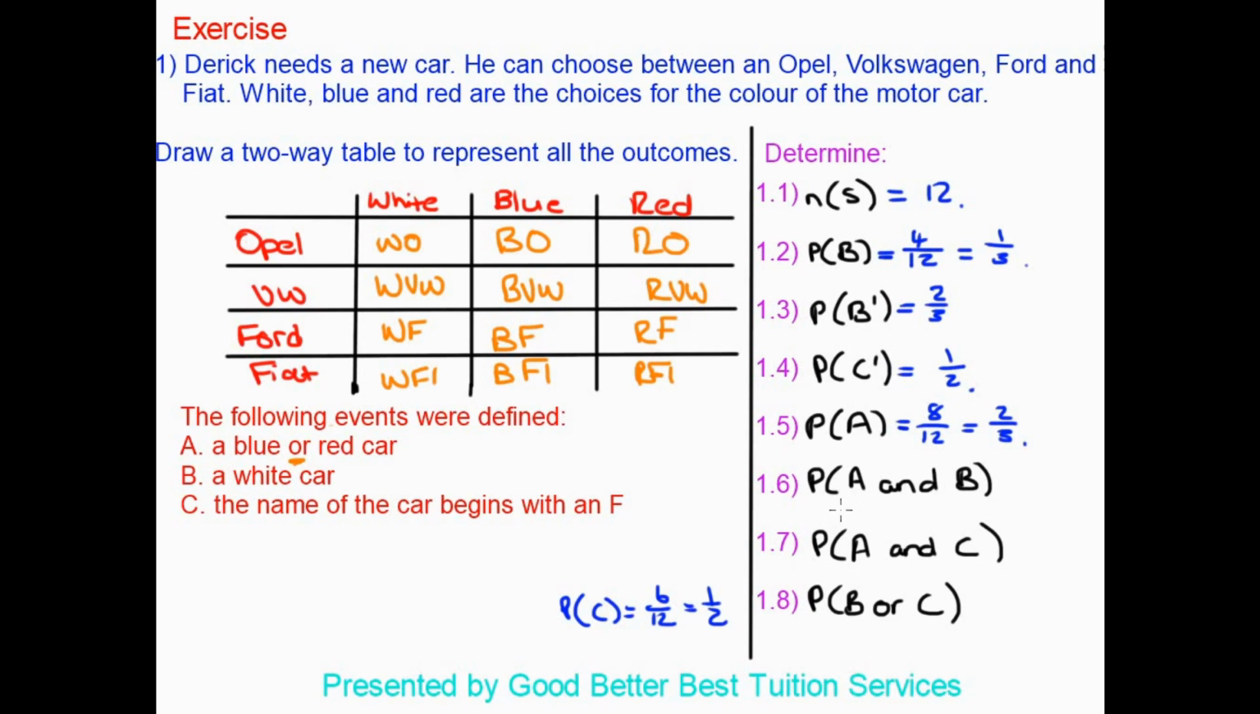Now we're getting to our ands and our ors. So we have the probability of event A and B.